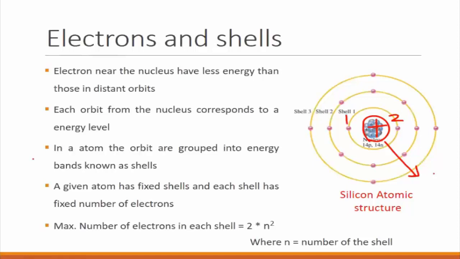So why do you think that is? Why will the electrons closer to the nucleus have less energy than the ones going away from the nucleus?